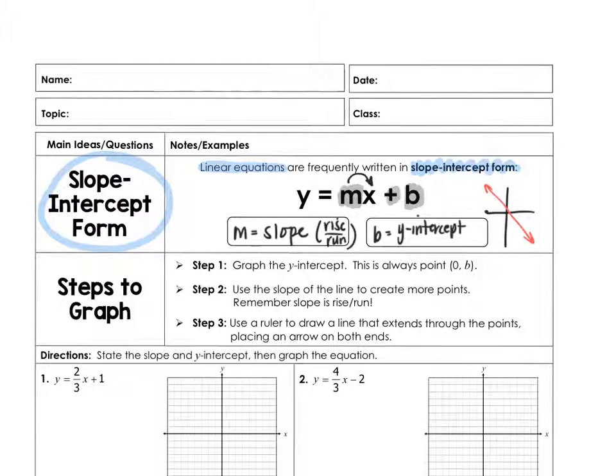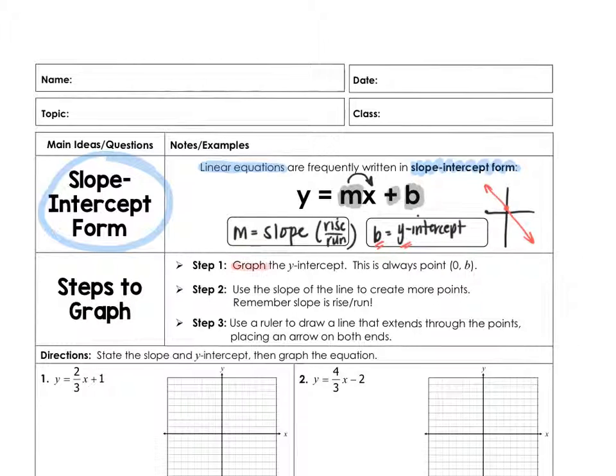So if you have a line, let's say like my red line here, the y-intercept would be that point right there where the line hits the y-axis. So that b is that y-intercept. And what we're going to do is not only are we going to recognize equations written in slope-intercept form, we're going to graph equations in slope-intercept form. And there's a very specific set of steps.